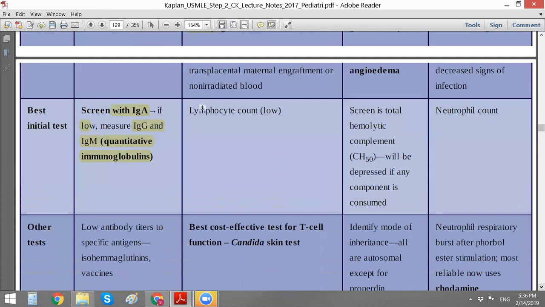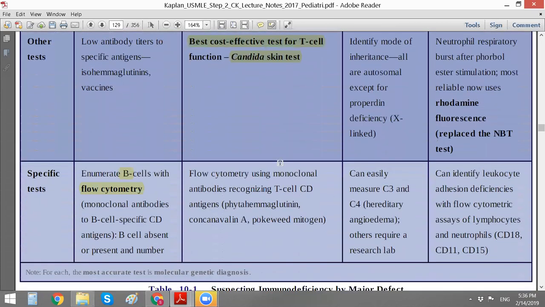Lymphocyte count is low in T cell deficiency, and the best cost-effective test for T cell function is the Candida skin test. So: mucocutaneous candidiasis, T cell, Candida skin test, and otherwise a low lymphocyte count. The specific test is flow cytometry using monoclonal antibodies recognizing T cells, then phytohemagglutinin, concanavalin A, and pokeweed mitogen. Now this is T cell.